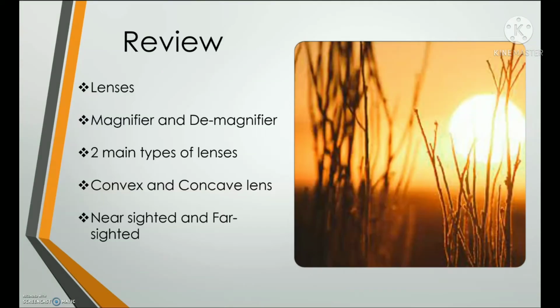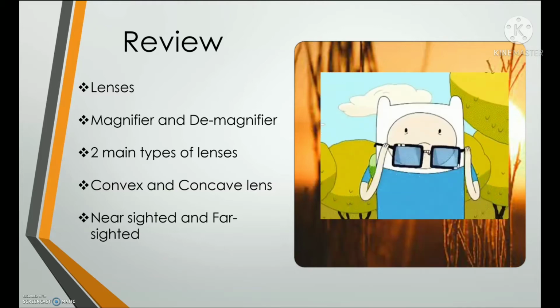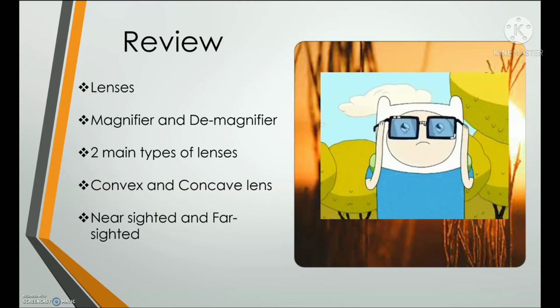So now let's review what we talked about on our last meeting. We talked about the types of lenses, magnifier and demagnifier. We have two types of lenses, which are the convex and concave lens. We also talked about the nearsighted and farsighted and what lens helps them. So if you're ready, let's begin.